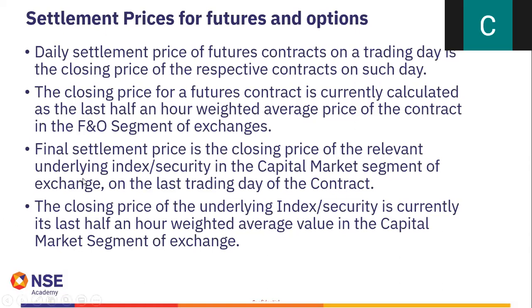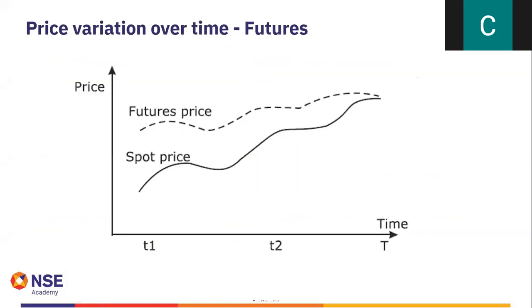Now coming to final settlement, that is on the expiry day. On expiry day, the final settlement price is the closing price of the relevant security in the spot market, in the capital market segment of the exchange. So MTM will happen on the closing price of the derivative market price. Final settlement will happen on the closing price of the spot market price. The closing price of the underlying asset again is nothing but the last half an hour weighted average in the capital market segment. So we'll try to understand with this particular example.